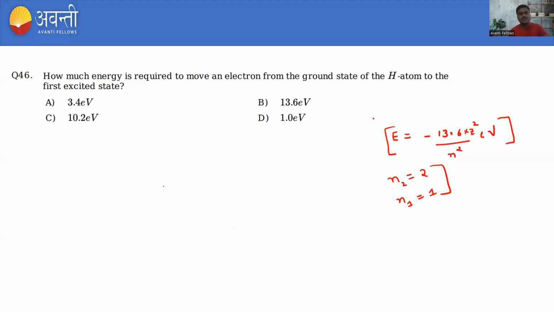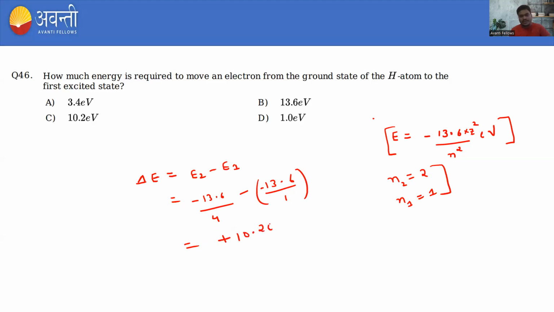Let's see how much energy will be required. The energy change is E2 minus E1. For E2 we put in the formula, because Z is equal to 1 as this is for the hydrogen atom only. This is minus 13.6 divided by n squared, where n is 2, that is 4, minus again minus 13.6 divided by 1. On solving, you'll get 10.2 electron volt.